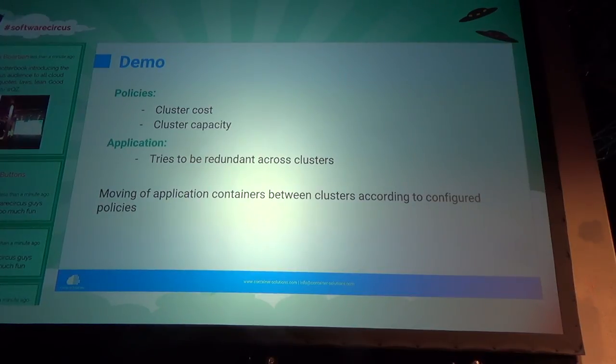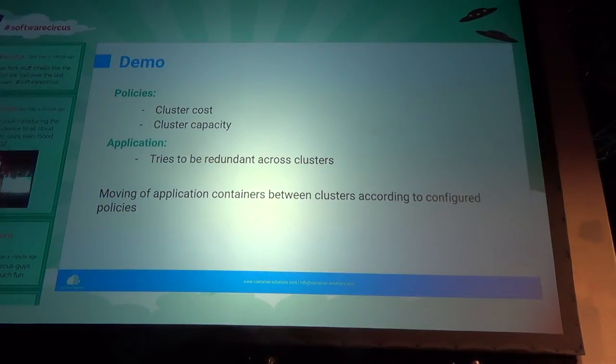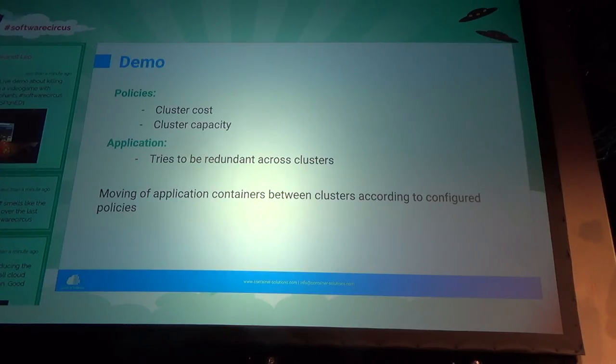And the application will have some logic in it. That application logic will make sure that a container always runs on each cluster. So the application tries to be redundant. This is again a very simple little demo, but it kind of shows this interaction between the policy engine and the application specific requirements for scheduling.